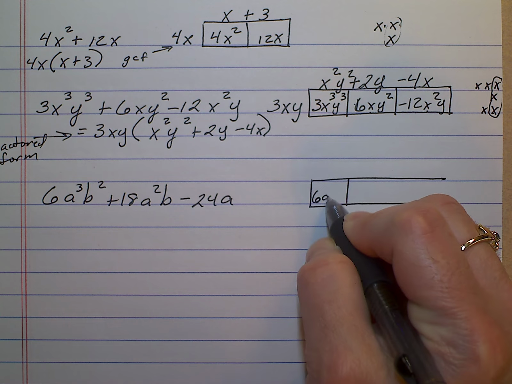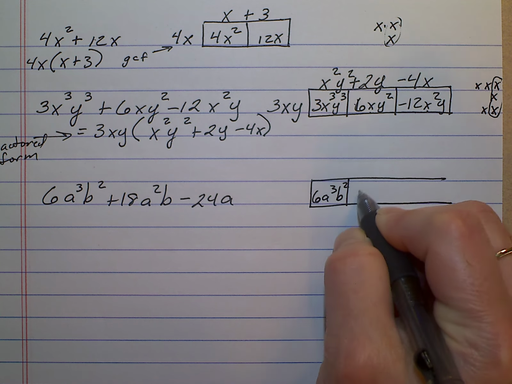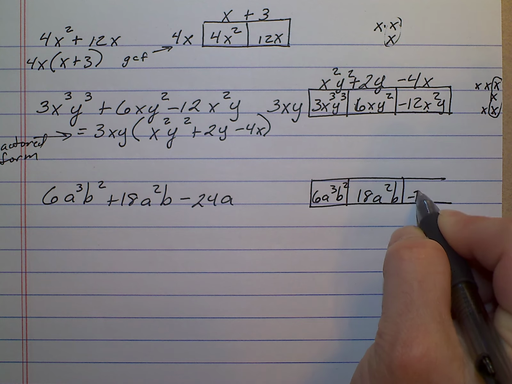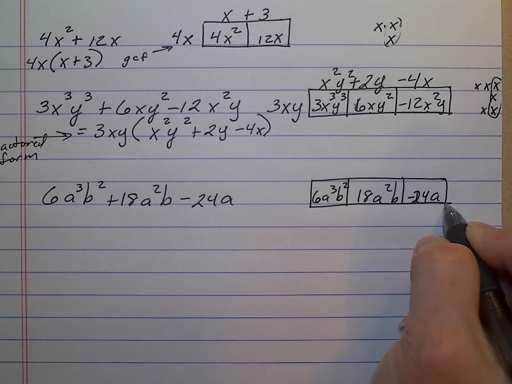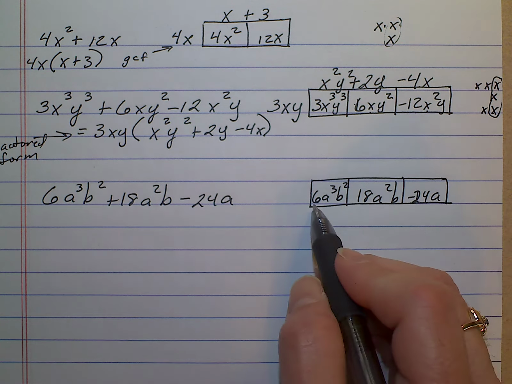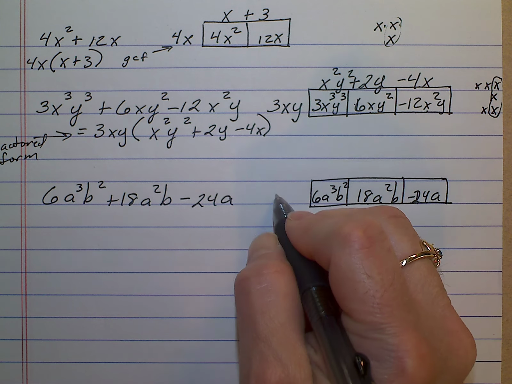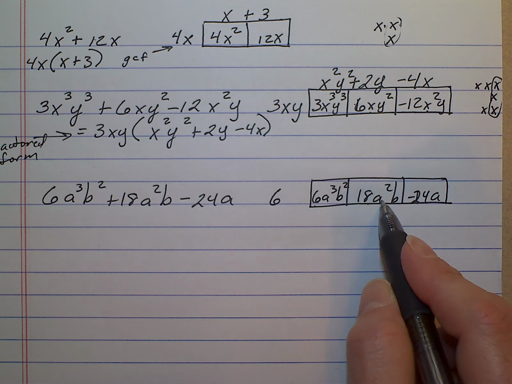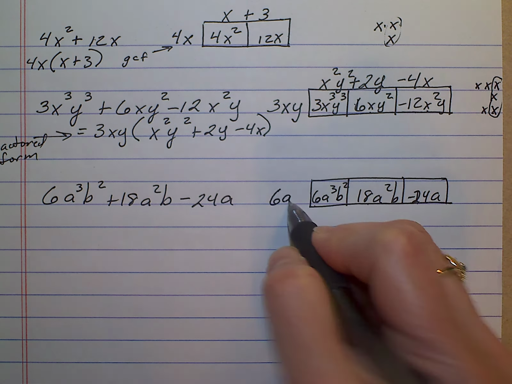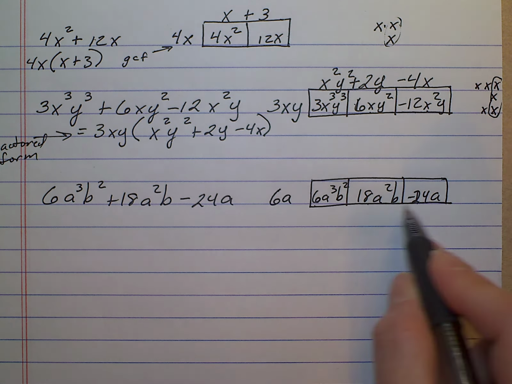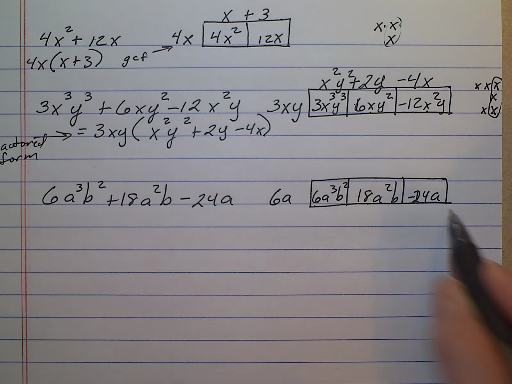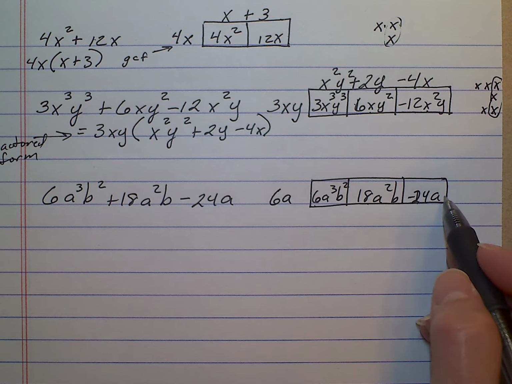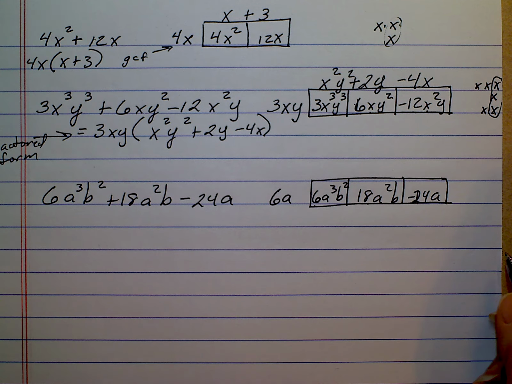I've got 6a to the third b squared, 18a squared b, minus 24a. Alright, 6, 18, and 24 can all be divided by 6. I have one a in common, and I don't have any b's in common, so I will not be taking out a b. You see how he's missing one.